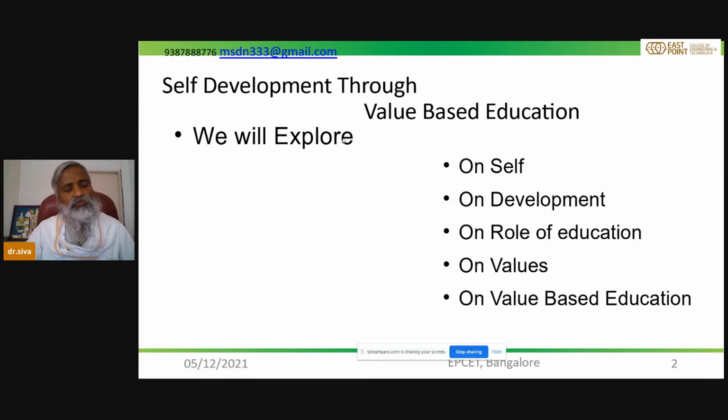So we do self-explore. This is the tool we use here. We will self-explore ourself, not another self, and on the notion of development, the misunderstanding we hold on development, the role of education, values, and value-based education. Let us explore, and don't misunderstand. In the morning session, your trainer Vigneshwar sir was telling, don't expect you can become a value-based person overnight.